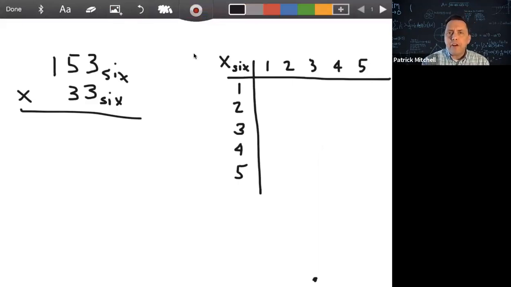So as you can see, I've already started my base 6 multiplication table. I'm going to fill that in first and kind of talk you through it. And then we'll do this multiplication problem, and then we'll do a division problem.